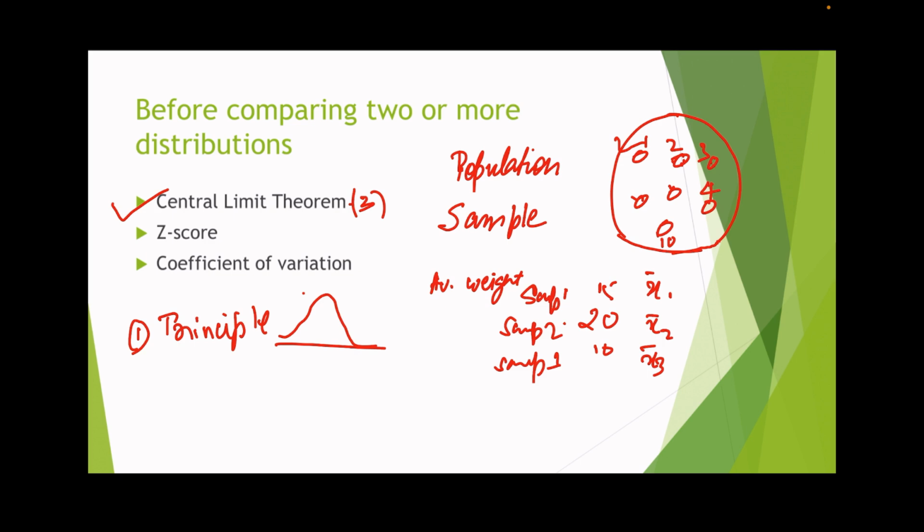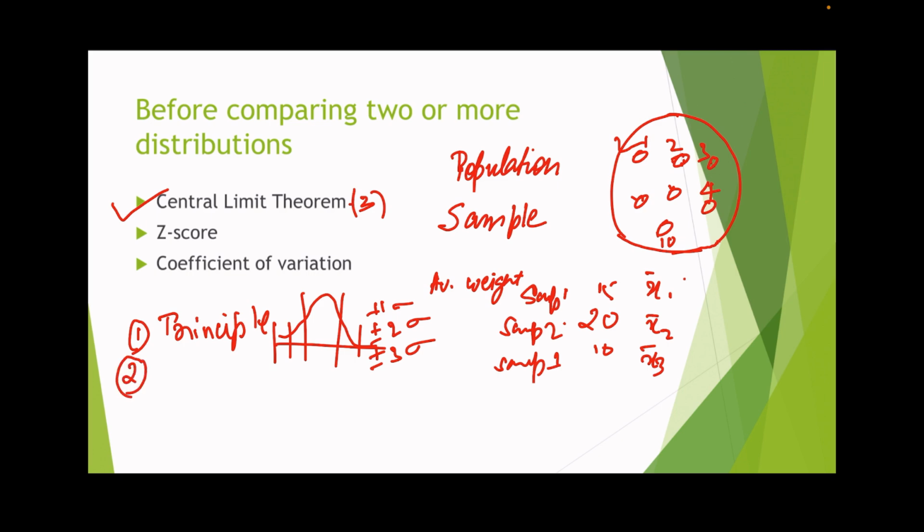When we get a bell curve, then it becomes easier for us. Then we know what percentage of population will lie between plus minus 1 standard deviation, plus minus 2 standard deviations, plus minus 3 standard deviations. So the first principle becomes very useful for us.